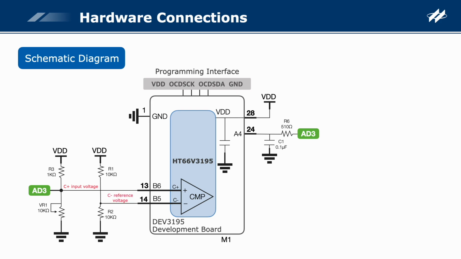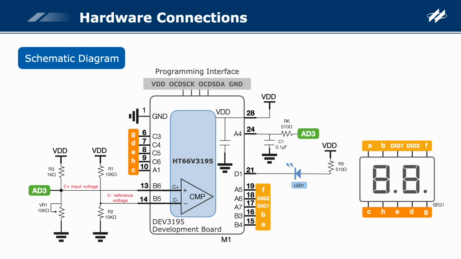On the negative input side, two 10K ohms resistors divide the voltage to provide a reference of half VDD. If the voltage comparison result between the two inputs changes, the MCU will trigger a comparator interrupt. It then controls the GPIO pin to update the LED status accordingly.